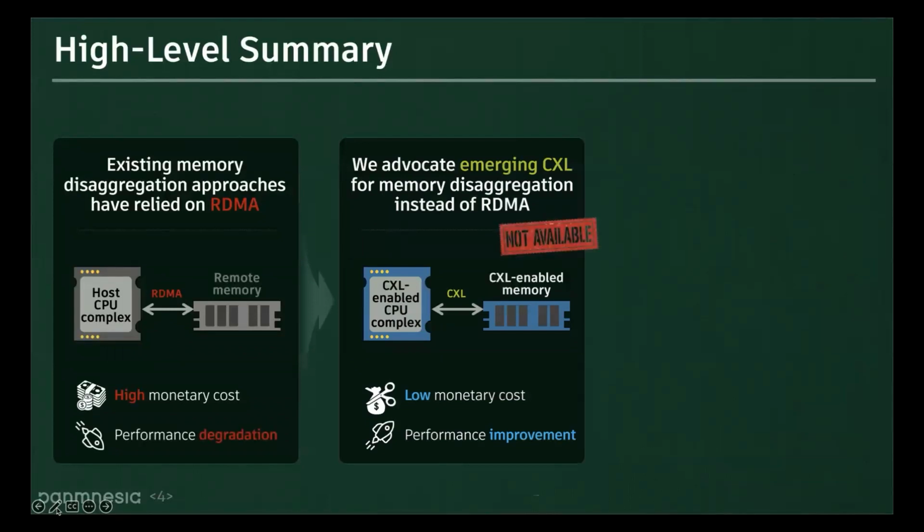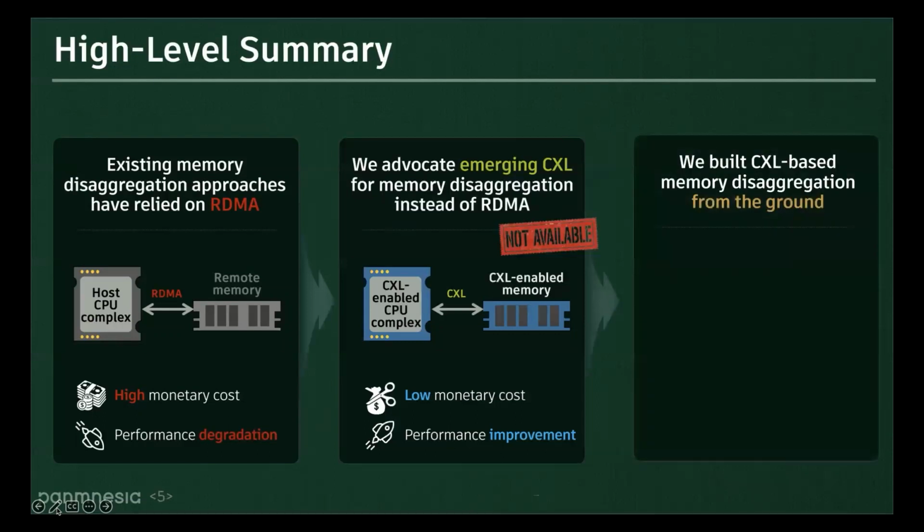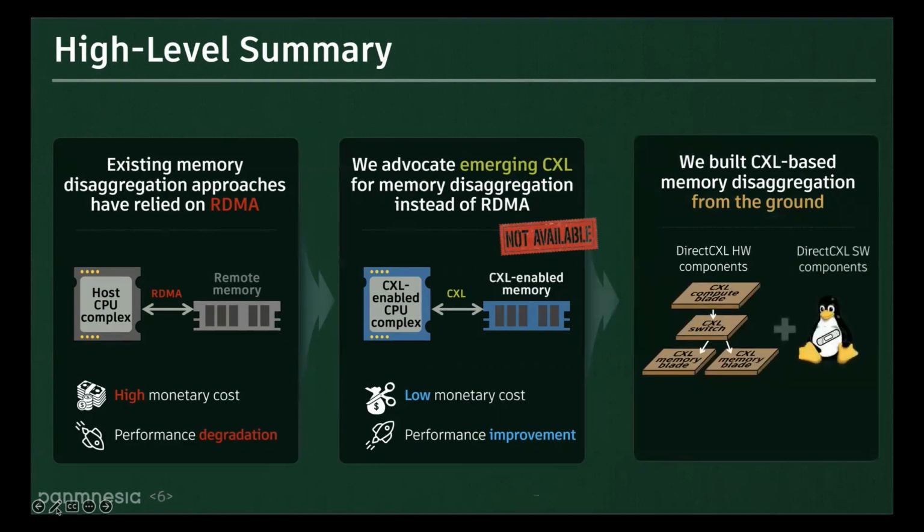However, a CXL-enabled system is not available for now. In this work, we designed a CXL-based memory disaggregation system, Direct CXL. Direct CXL implements a CXL-enabled host, a CXL memory device, and a CXL switch. We also modified the Linux kernel to expose CXL-attached memory to user-level applications. Our evaluation using a real hardware prototype shows 3 times better performance than RDMA-based memory disaggregation.